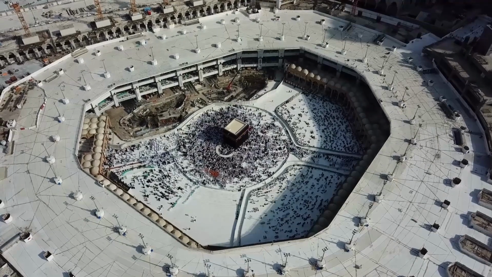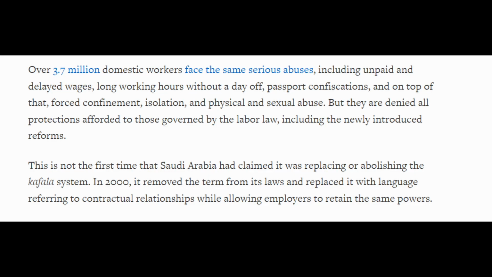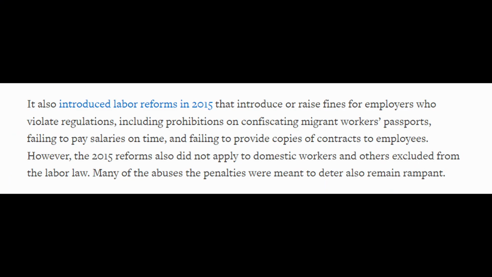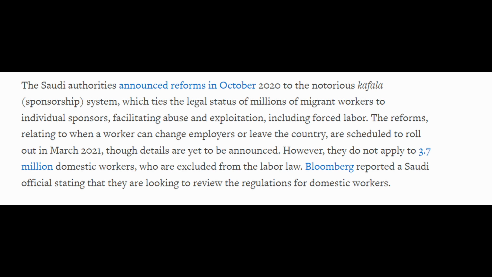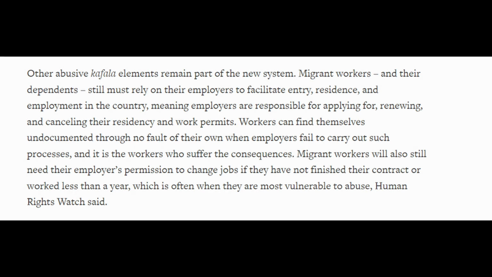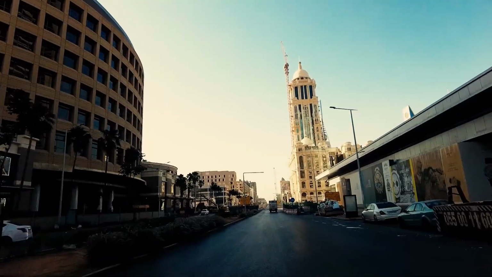Over the last few years, Saudi Arabia has made half-hearted attempts at labor reform. In 2000, the term kafala was removed from its laws, although the system still existed in practice. In 2015, Saudi Arabia put regulations in place that raised fines on employers who violate labor laws. The 2015 reforms did not protect domestic workers, and many workers were actually excluded from the law's protections. Employees were also given permission to leave their jobs without their employer's consent, though employers still retained a significant degree of de facto control over their employees. Reforms to the kafala system in other GCC states have been more impactful than in Saudi Arabia.